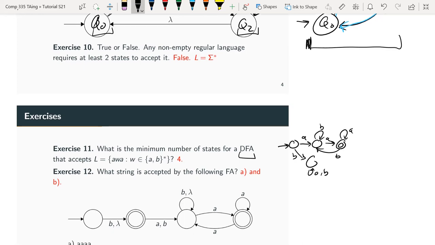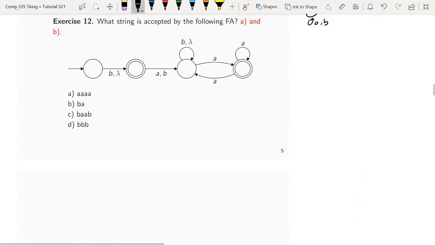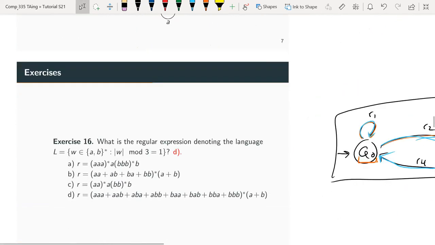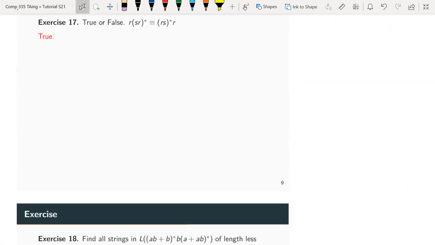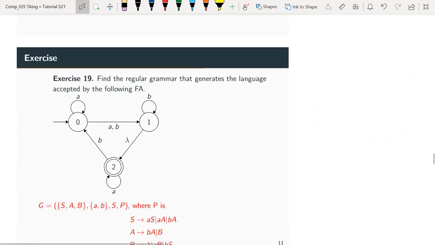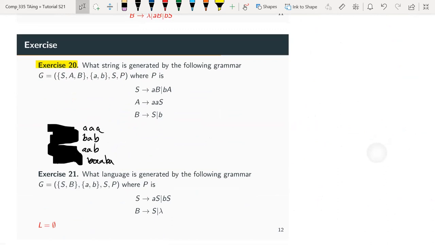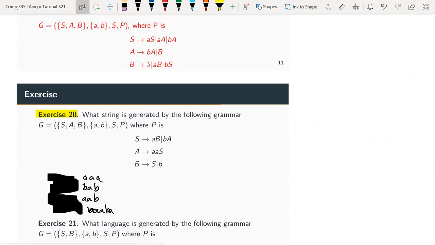Okay, so, all right, good. So then let me go to the grammar question. So 20. Okay, so what string is generated by the following grammar? So again, let me give you 2 minutes, and then we'll look at it together.